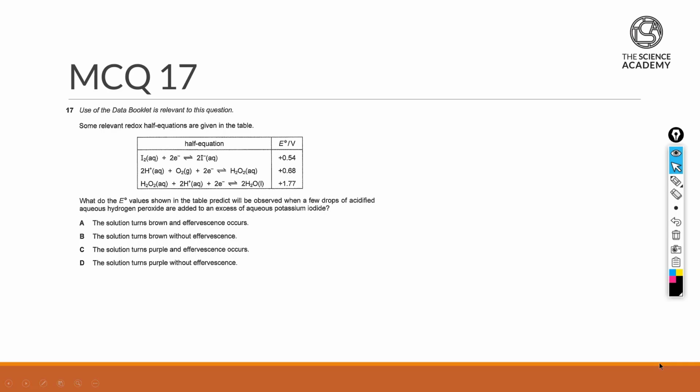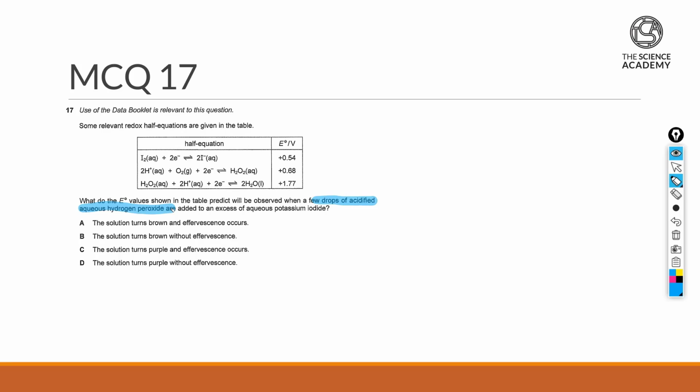In MCQ 17, this is with regards to electrochemistry. By reading out the statement, we're supposed to find out what will happen when a few drops of acidified aqueous hydrogen peroxide. The term acidified will mean that I need to look out for a proton, but it is with hydrogen peroxide.